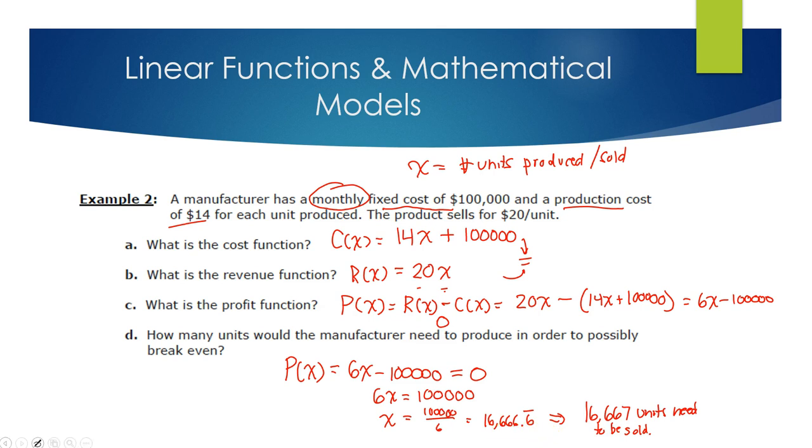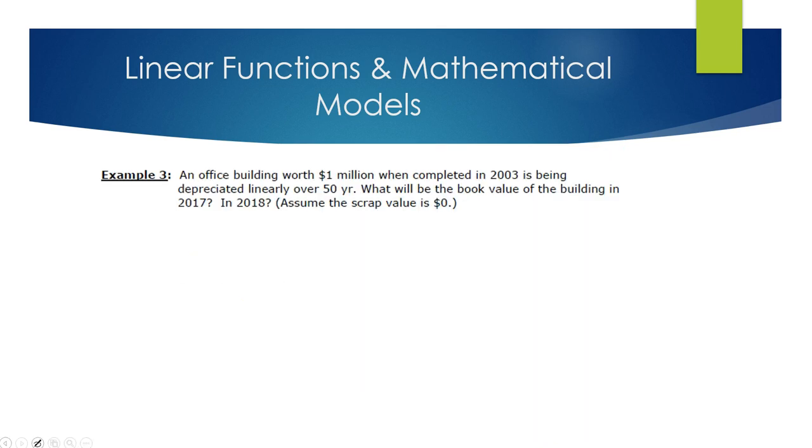So, example 3. An office building worth $1 million when completed in 2003 is being depreciated linearly over 50 years. What will be the book value of the building in 2017 and 2018? Assume that the scrap value is $0. So we didn't give a whole lot of background on this, but basically, we're starting off with an initial value. The building is worth $1 million.